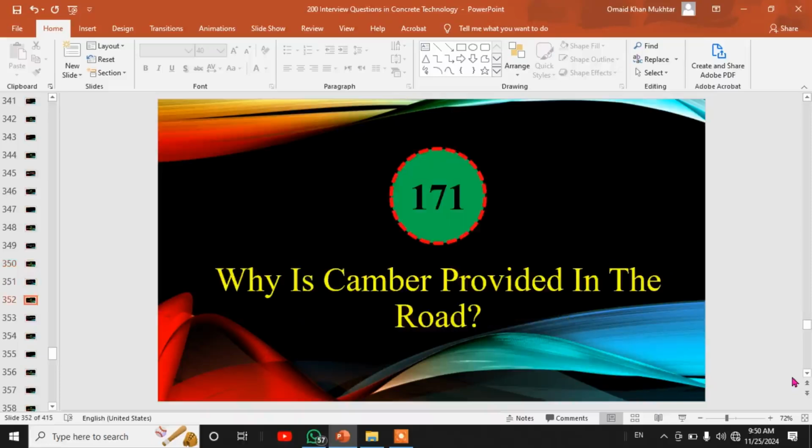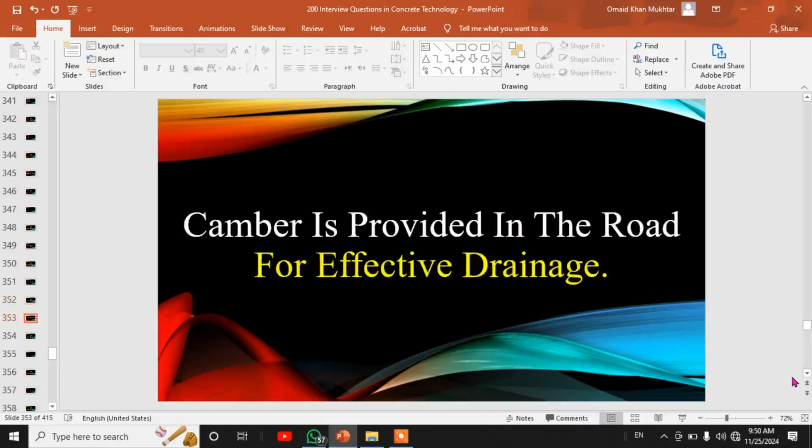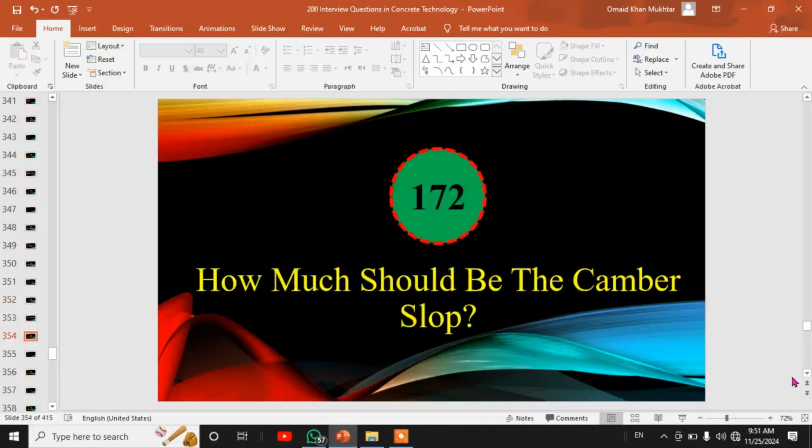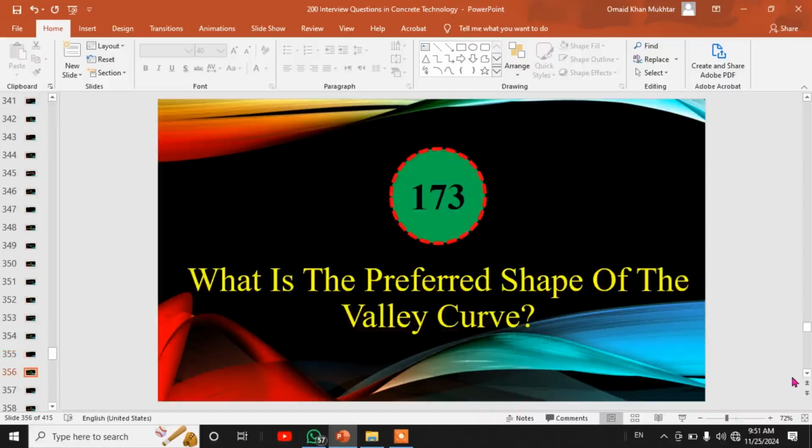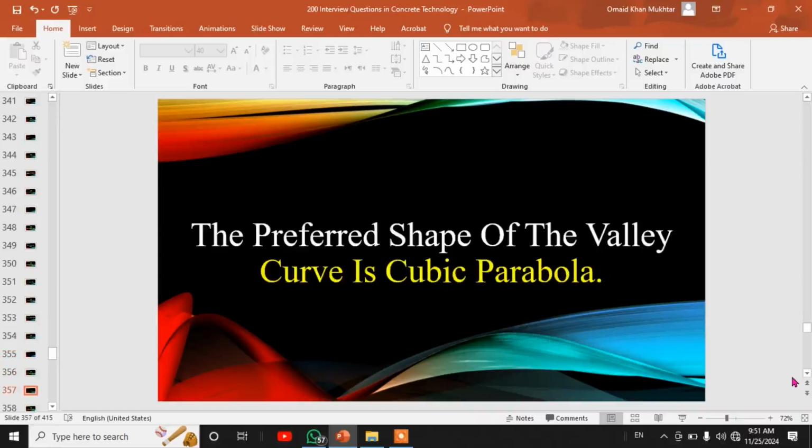171. Why is camber provided in the road? Camber is provided in the road for effective drainage. 172. How much should be the camber slope? The slope of camber is half of the longitudinal gradient. 173. What is the preferred shape of the valley curve? The preferred shape of the valley curve is cubic parabola.